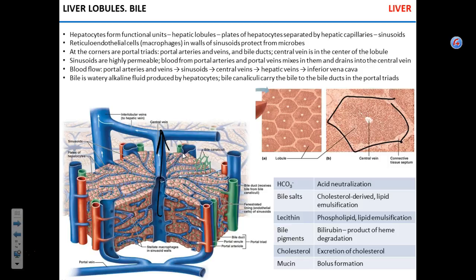Does that make sense? So hepatic artery and hepatic vein branch. They branch and eventually form the portal vein, and portal veins and hepatic arteries form portal venules and portal arterioles. These blood vessels deliver blood to sinusoids.